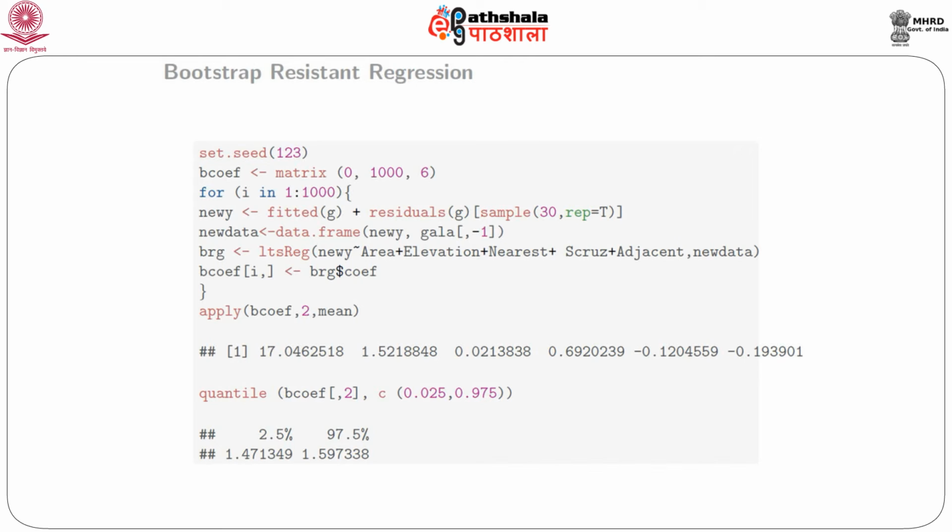So, we can also use Bquef to find the quantiles of each regression coefficient. If we use quantile of Bquef's second column, which is the area variable, with c(0.025, 0.975), then we get the 95% bootstrap percentile-based confidence interval, and that comes out to be 1.4713 and 1.597, which does not include 0. So, that means area is a significant explanatory variable.